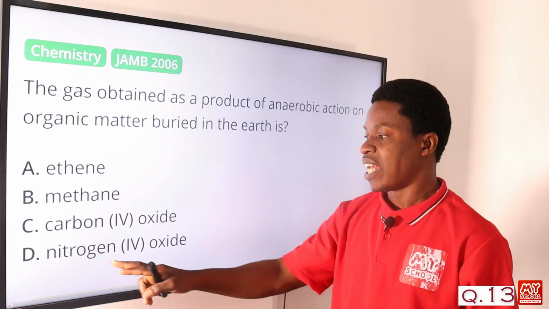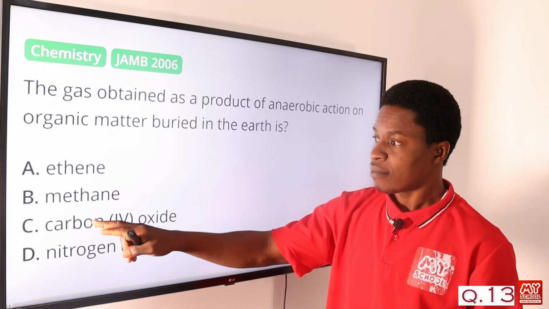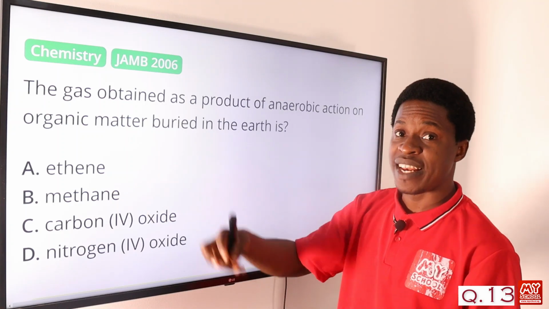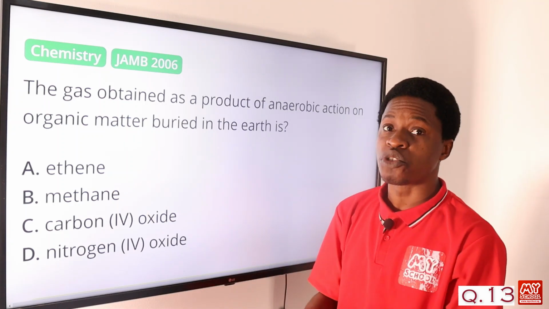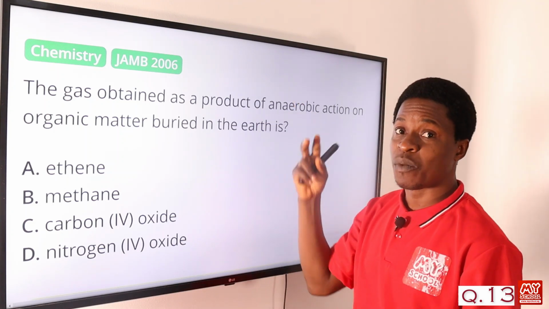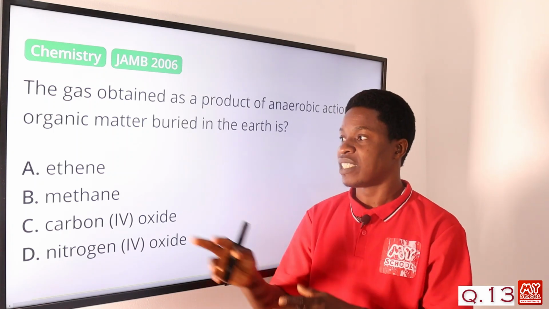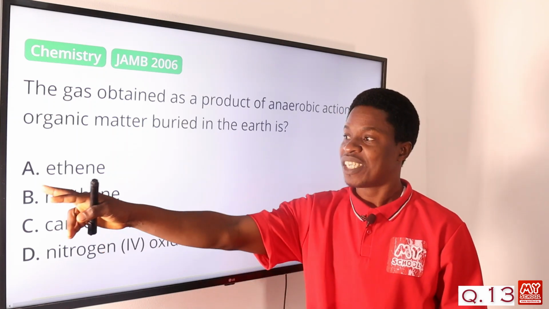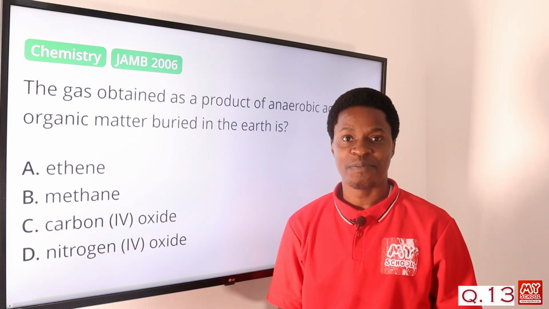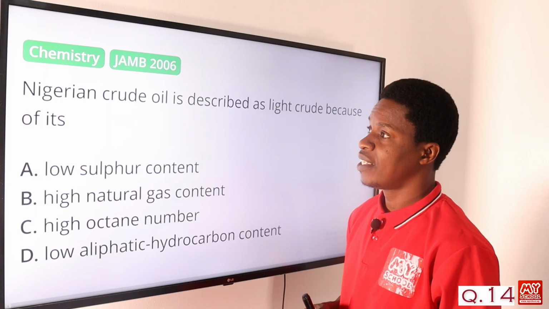And then we talk about nitrogen oxide. So these two are part of what? The biogas that is formed when microorganisms decompose organic matter in the absence of oxygen when the organic matter is buried underneath. But the major one that has a larger percentage is actually methane. So the correct answer is option B. Let's move on to question number 14 now.